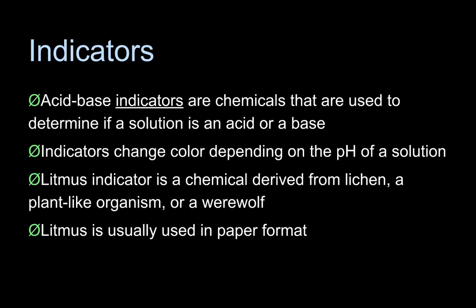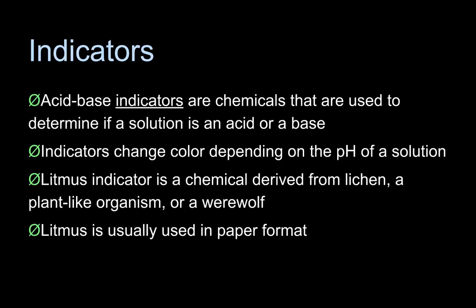Now, indicators. An acid-base indicator is a chemical that is used to determine if a solution is an acid or a base. Indicators change color depending on the pH of the solution. Universal indicators range in colors, so you can tell specifically what degree of an acid or a base you have. And you also have your regular pH strips that you can dip in, and they're going to turn yellow, or red for acid and blue for base.